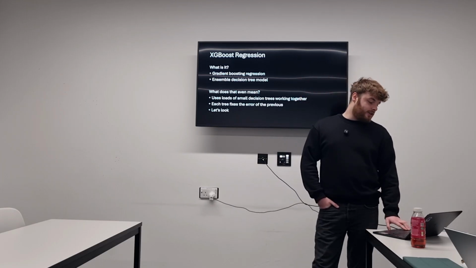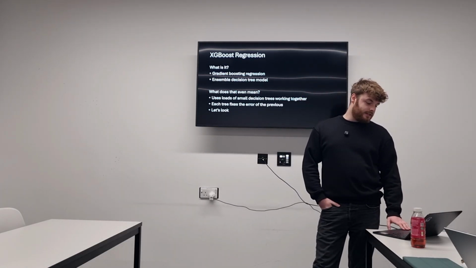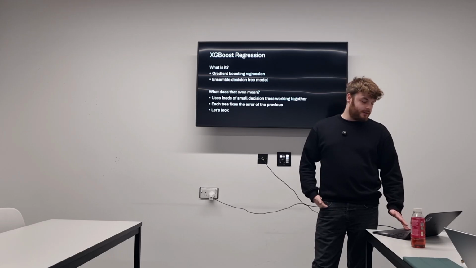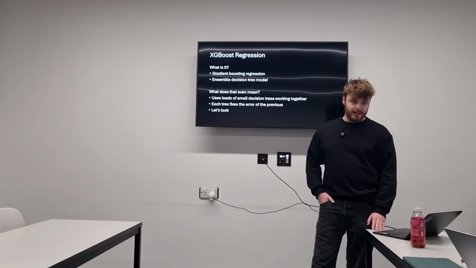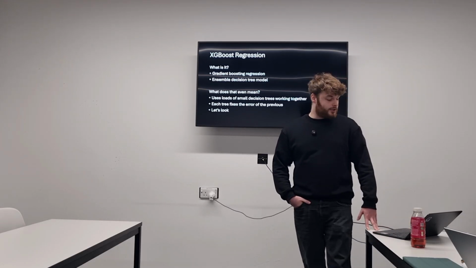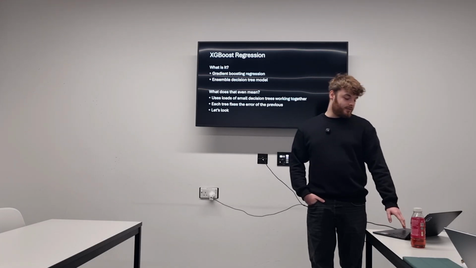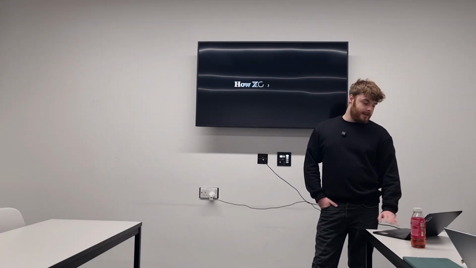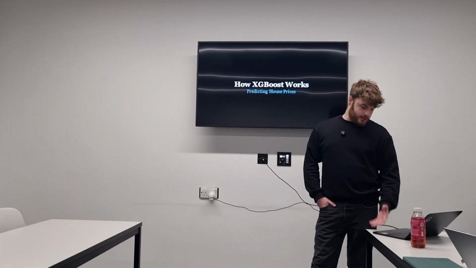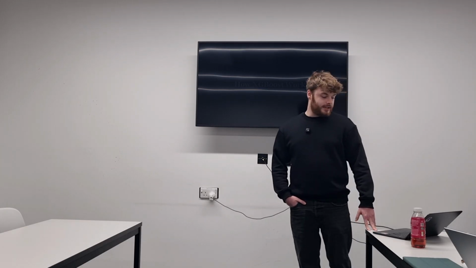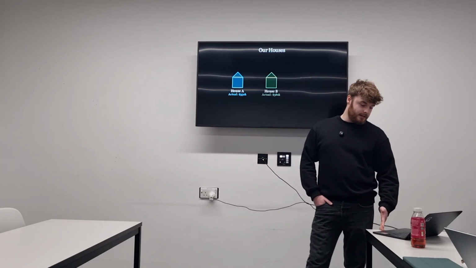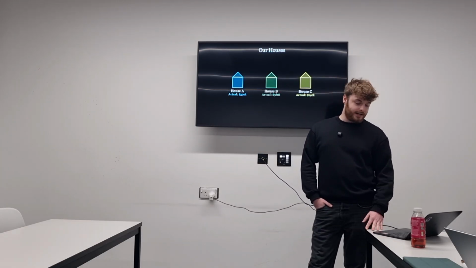So it's a gradient boosting regression model that uses an ensemble decision tree. But what does that even mean? It means it uses loads of little decision trees to work together to reduce the errors of the previous trees. And I've got a visual example so it's less arbitrary. So let's say we're trying to predict house prices, and we have our input data as house A, B, and C, all of the prices recorded, and we know their actual values.